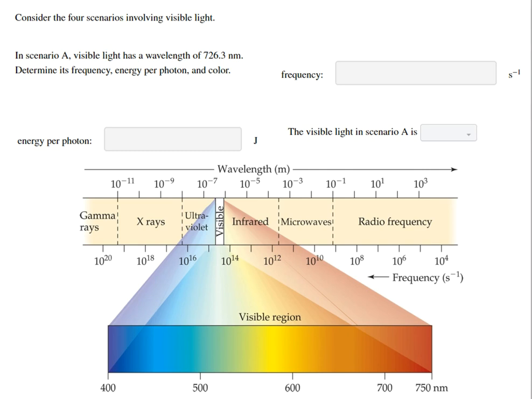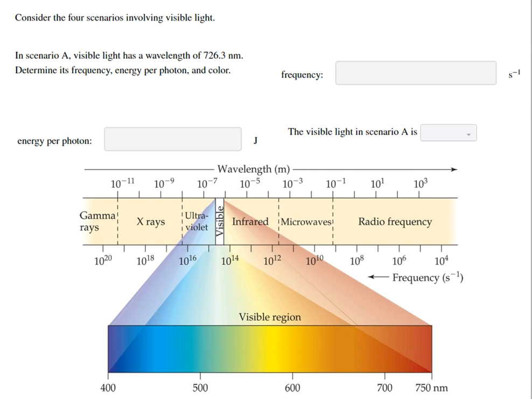Since I have this up, I'll go ahead and complete a portion of this problem, because let me read it first. In scenario A, visible light has a wavelength of 726.3 nanometers. Determine its frequency, energy per photon, and color. So we don't have to do any calculation in order to determine the color. You were already provided with the wavelength.